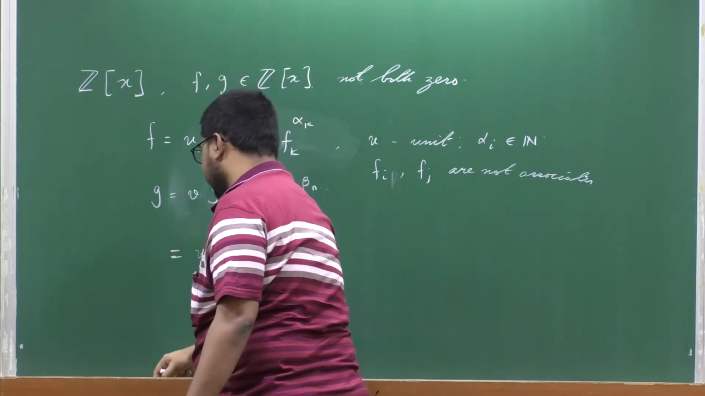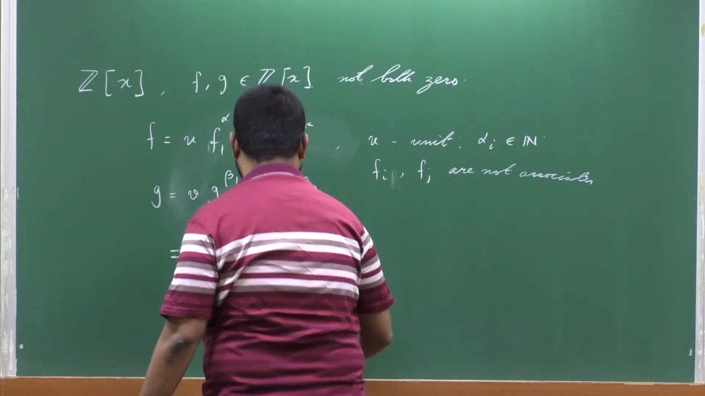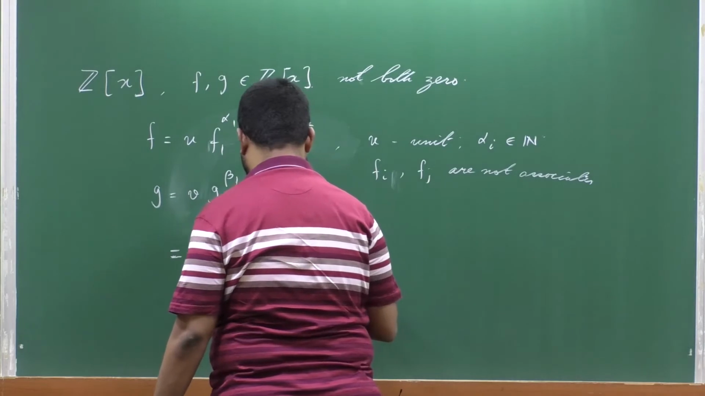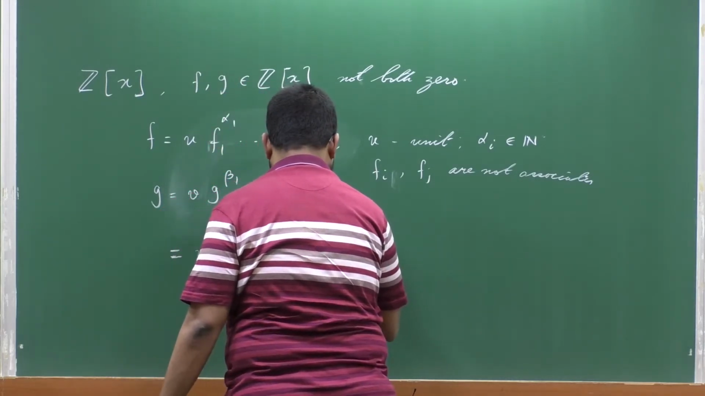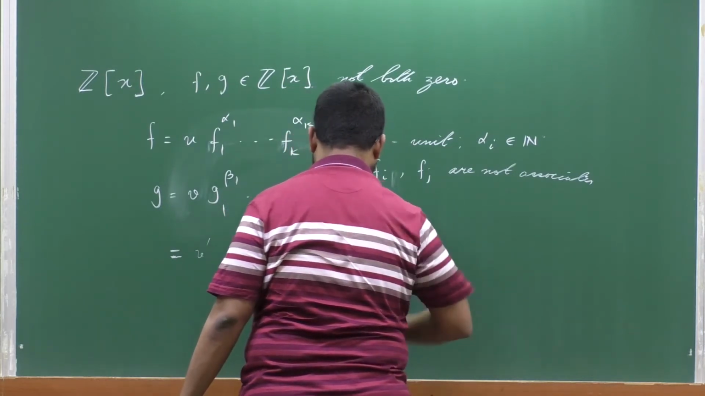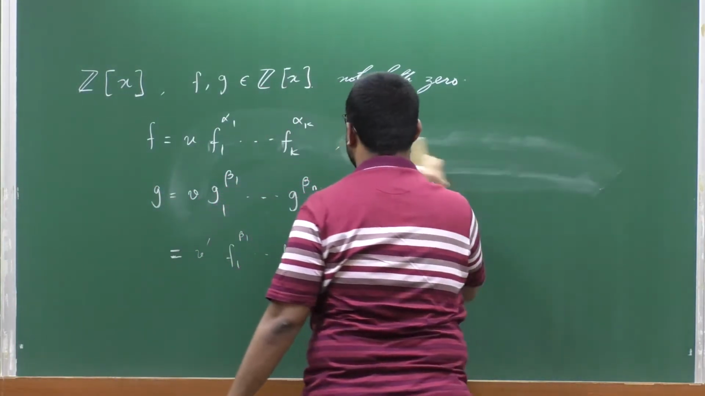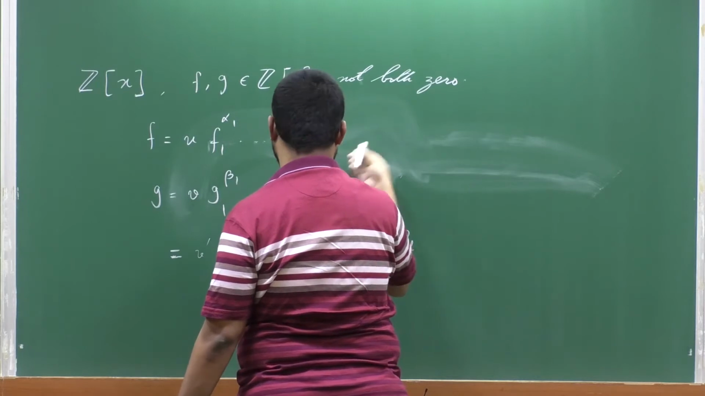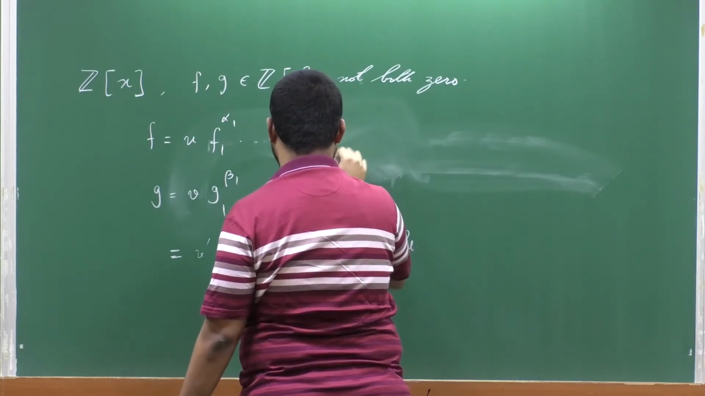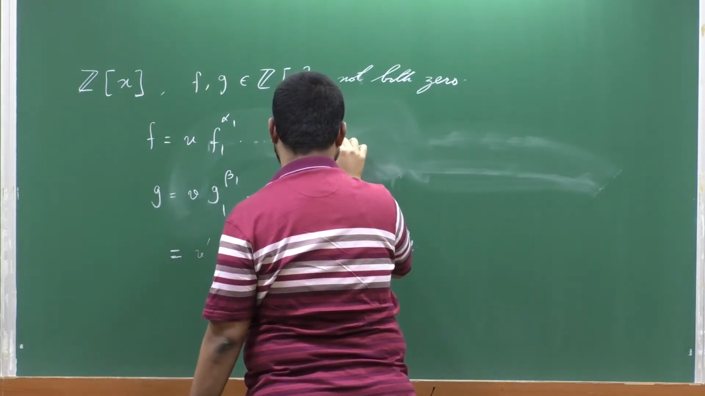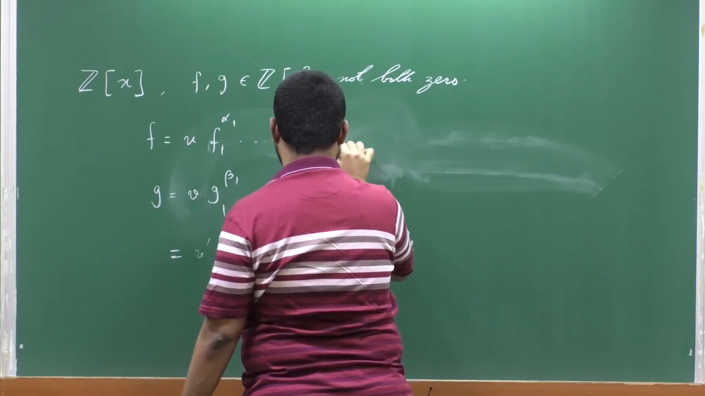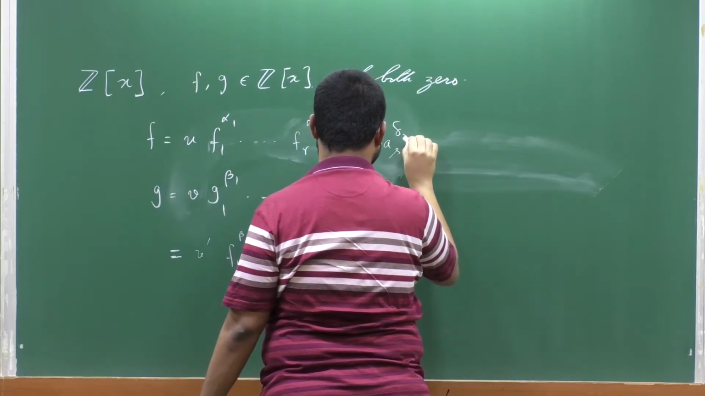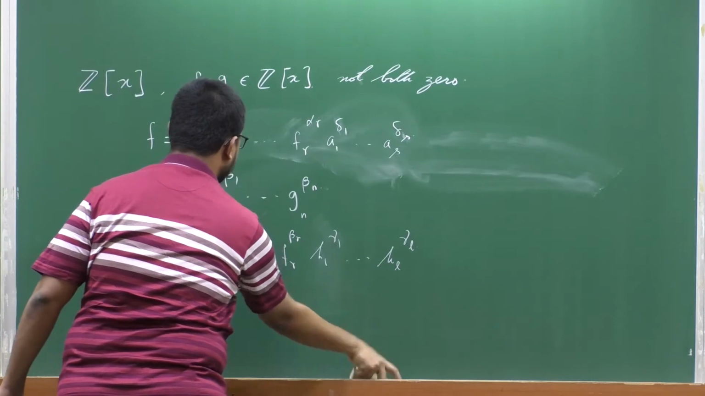and then the rest of the factors, let me denote them by some other notation, h_1 to the power gamma_1 up to h_l to the power gamma_l. And here the first one we will also rearrange, of course, f_r to the power alpha_r, and the rest of the factors we just denote using a different notation, let us say a_1 to the power delta_1 up to a_s to the power delta_s. So what we are doing is, again let me explain.